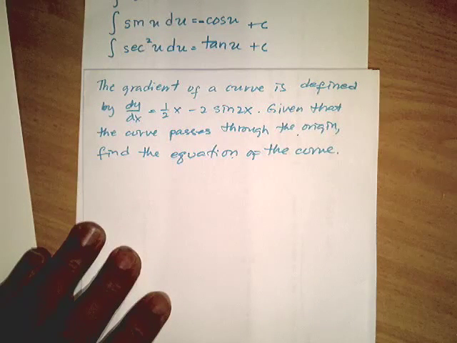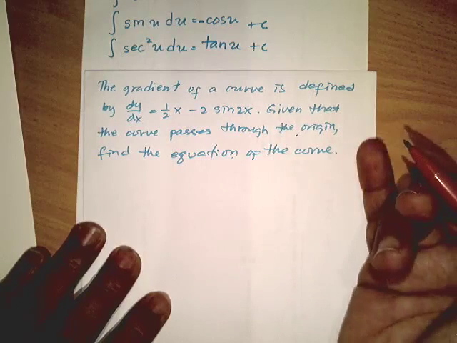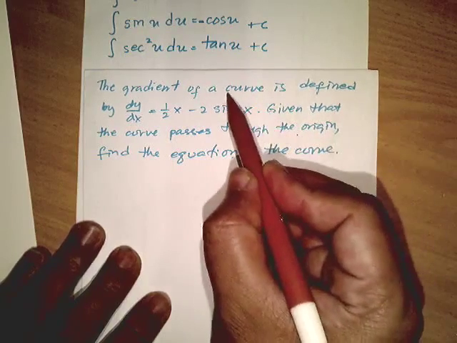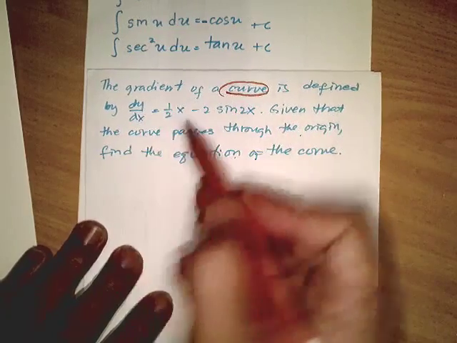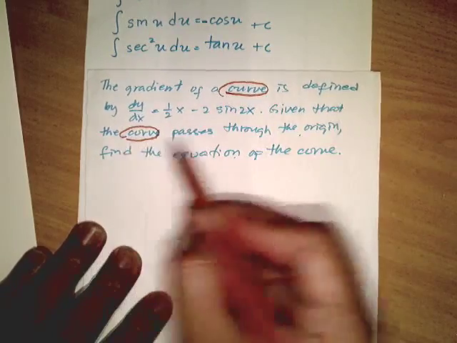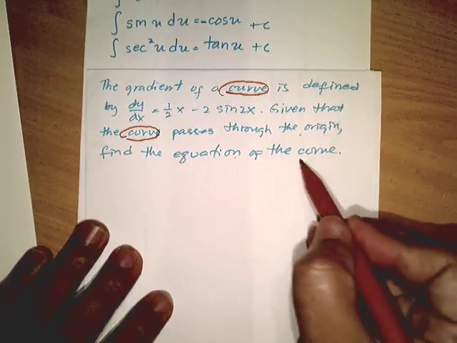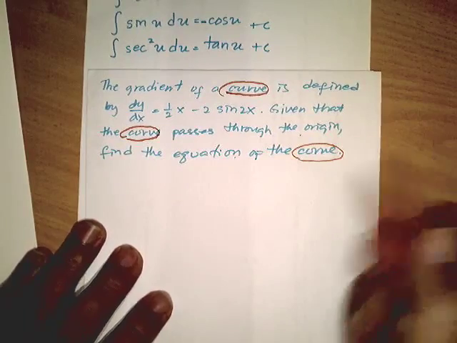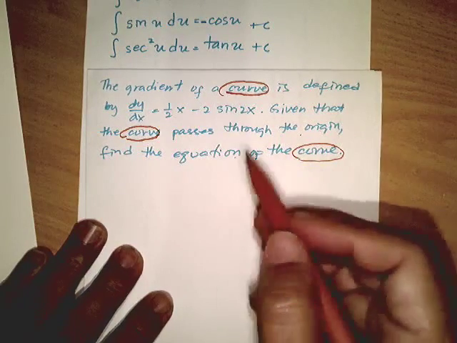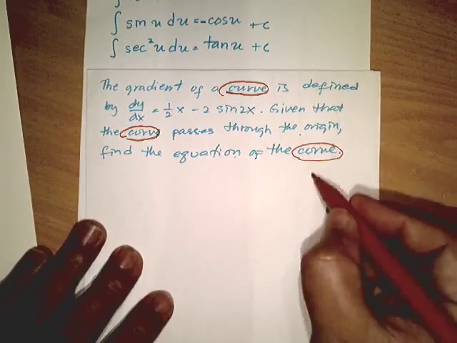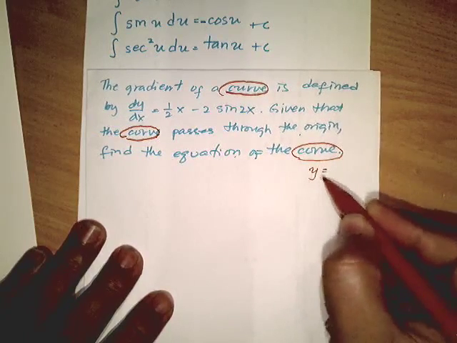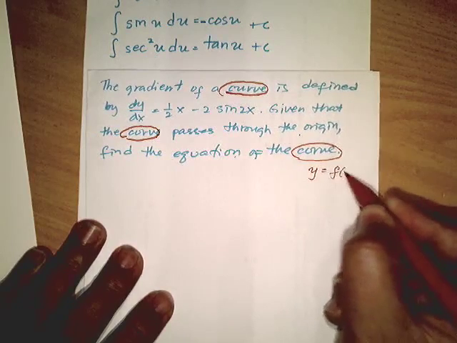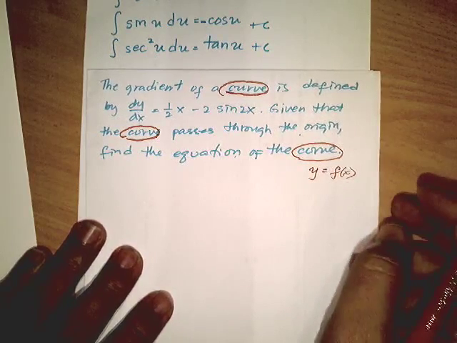So here, you have seen the word curve many times. The gradient of the curve is defined by this. Given that the curve passes through the origin, find the equation of the curve. The curve there means the y function. That y is a function in terms of x.